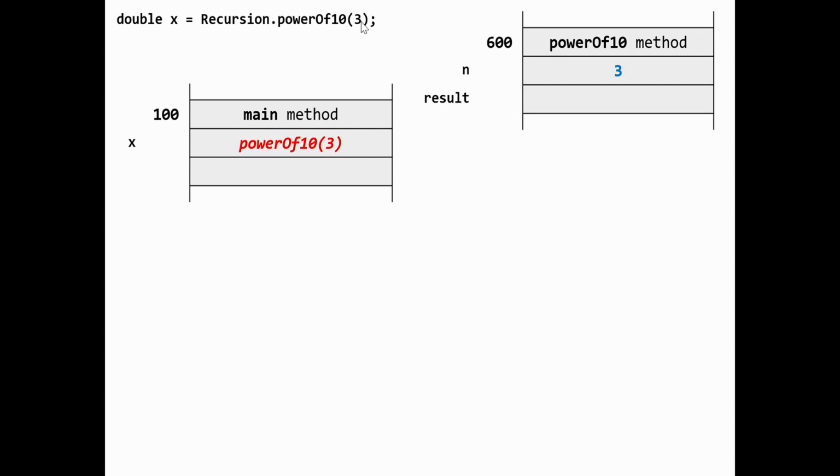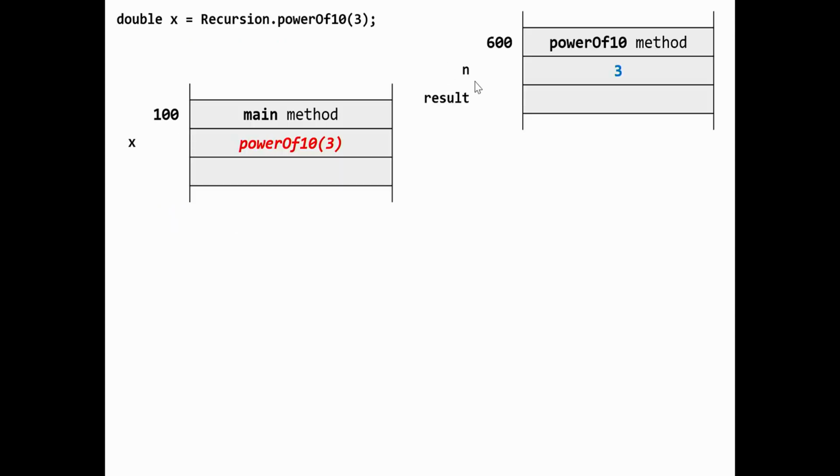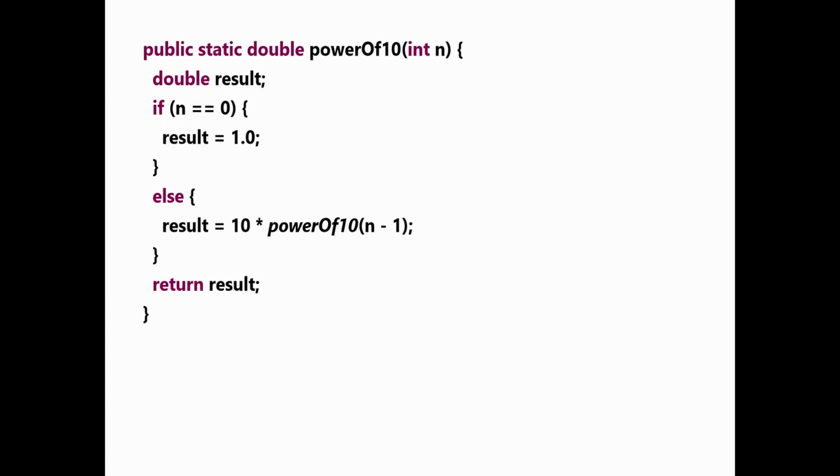That argument 3 gets stored in the parameter n of the method. You need somewhere in memory to store that parameter n, so it gets stored here on the call stack. That value of 3 gets passed to the method. That method computes 10 times the power of 10 of 2. If you go back and look at the method, we're not in the first case because n is not 0, so we end up in the else part, and it calls itself passing in 2.